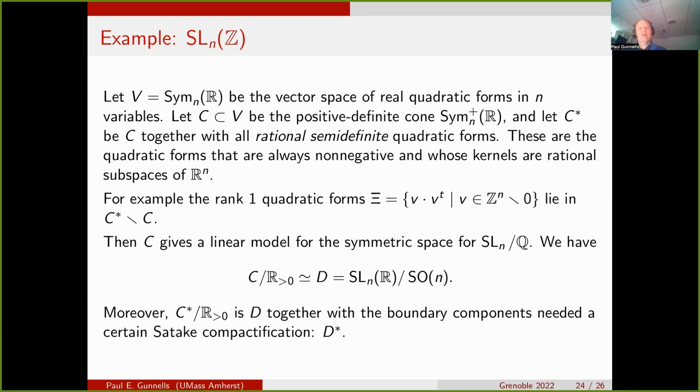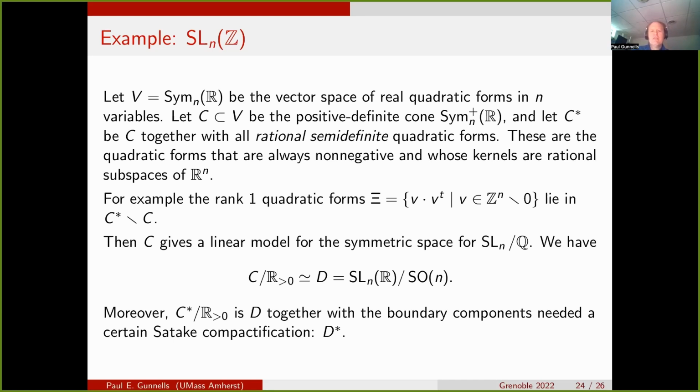For SLN, we can do the same kind of thing. So this, again, was discussed last week. You take the vector space of real quadratic forms and you take the positive definite cone, okay? And then at infinity to that cone, we adjoin some boundary components. We don't take the closure of C inside V. We adjoin the rational semi-definite quadratic forms. So these are the ones that are rational. Of course, their kernels are rational subspaces of R^n. So they have a kernel, they're not necessarily just zero. But otherwise, they're non-negative. So we adjoin those at infinity.